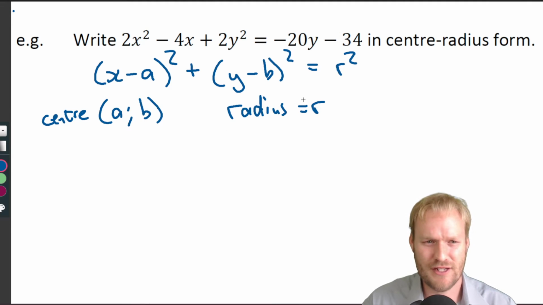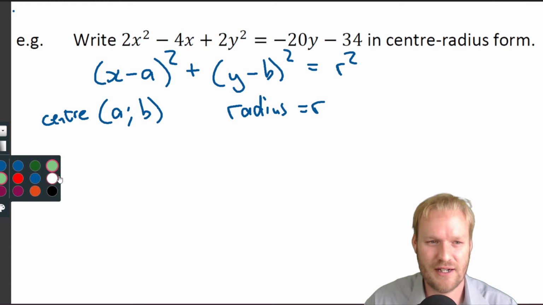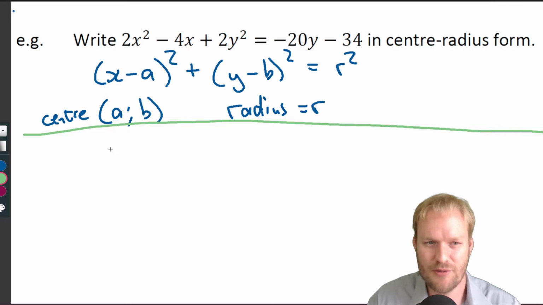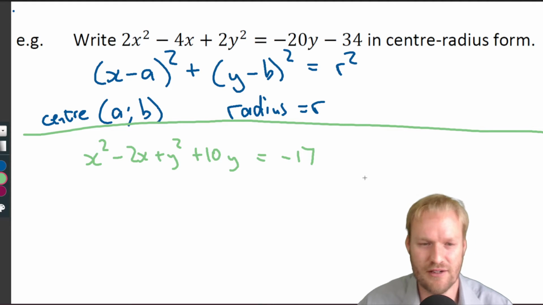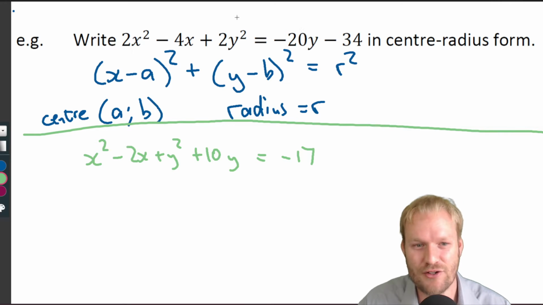Okay, so first things first, I can see 2 goes into everything in this equation. So I'm going to divide the entire equation by 2, just so we can see where we are. That gives x squared minus 2x plus y squared plus 10y equals minus 17. At the same time, I've made sure I've got all my x's and y's on one side, because that's where we need to work with them. So x squared minus 2x plus y squared, this minus 20y, I've added 20y to both sides and divided by 2. And this negative 34 I've left here and divided by 2.